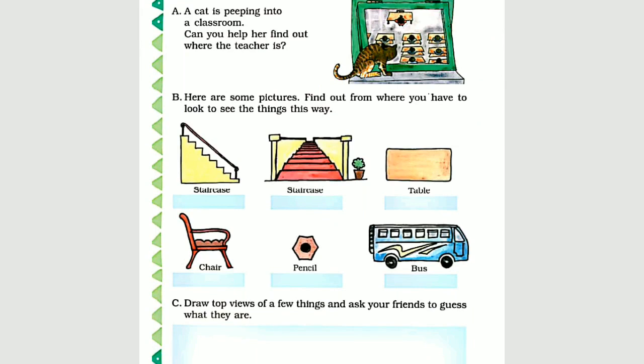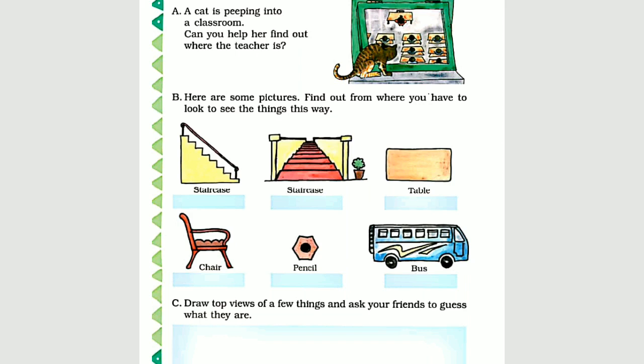Here are some pictures. Find out from where you have to look to see the things this way. If you want to look at the staircase this way, you have to see it from the side. In the second figure, you have to see it from the front. In the case of the table, you have to see it from the top. In the case of the chair, you have to see it from the side. In the case of the pencil, it is an unsharpened pencil, so you have to see it from the front. And in the case of the purse, you have to see it from the side.